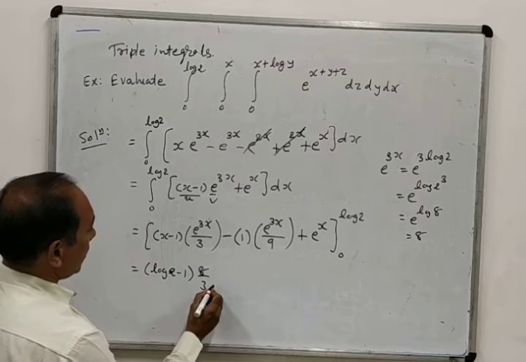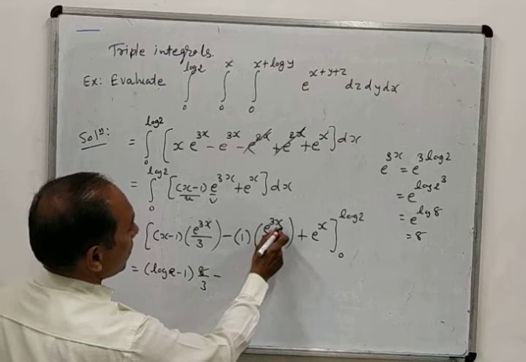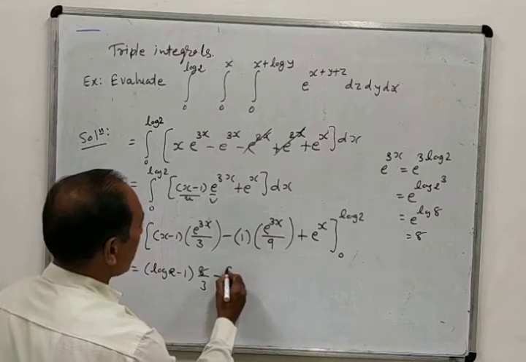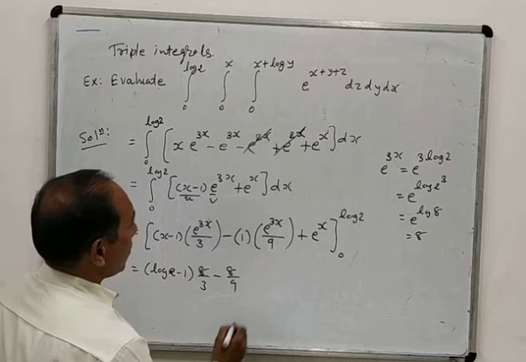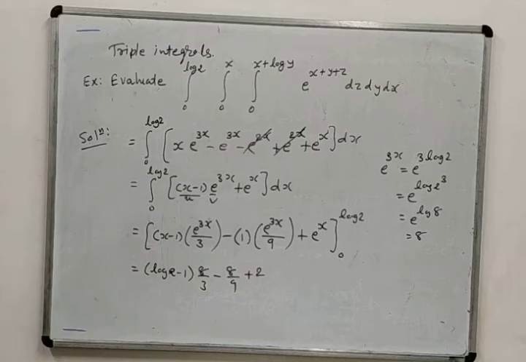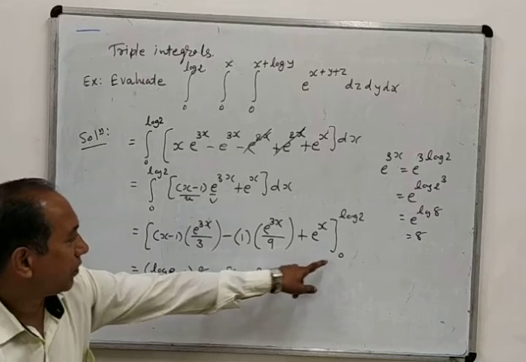3 is there. Minus, here we will put log of 2. So here again log of 2, so log of 2 times 8, 8 by 9, plus e raised to log of 2. That means it is 2 only. Then we will put lower limit 0.